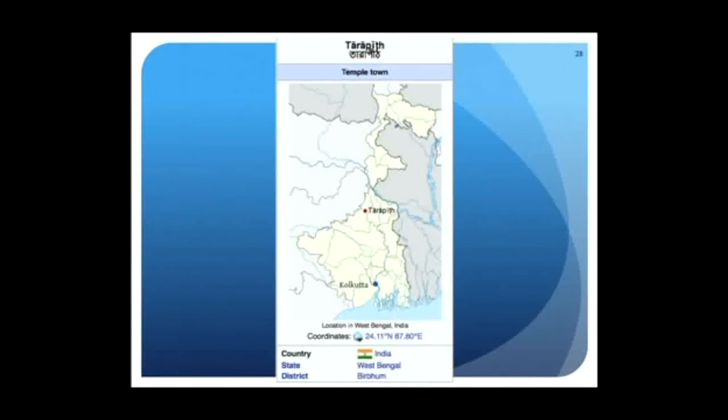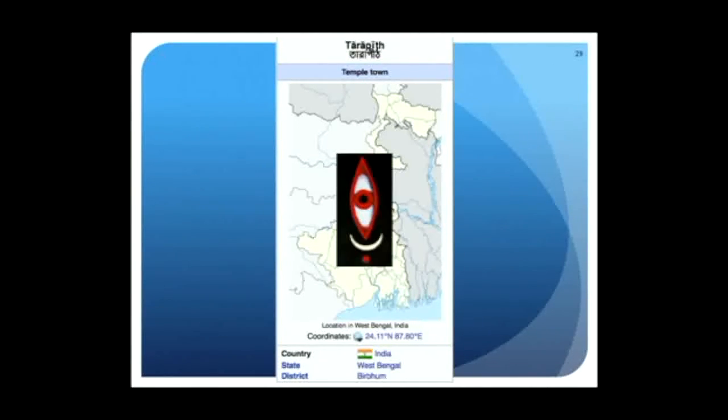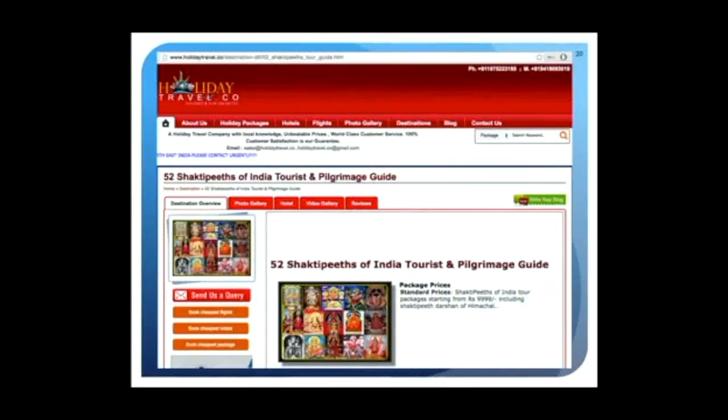So Tara, so all of these, this 51, 52, 108, depends who's telling the story. But Tara Peeth is one of the 4 main Shakti Peeths. It's about 6 hours north of Kolkata, and it's where Tara's third eye apparently fell. And you can actually do a tourist pilgrimage of all of these Shakti Peeths, as they're called.